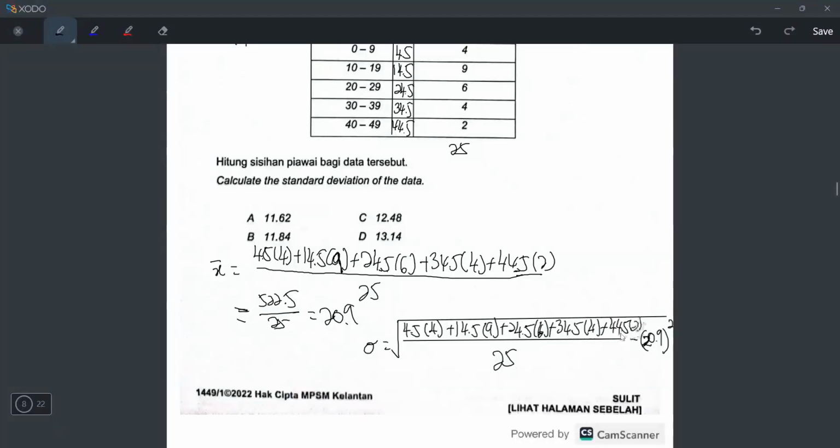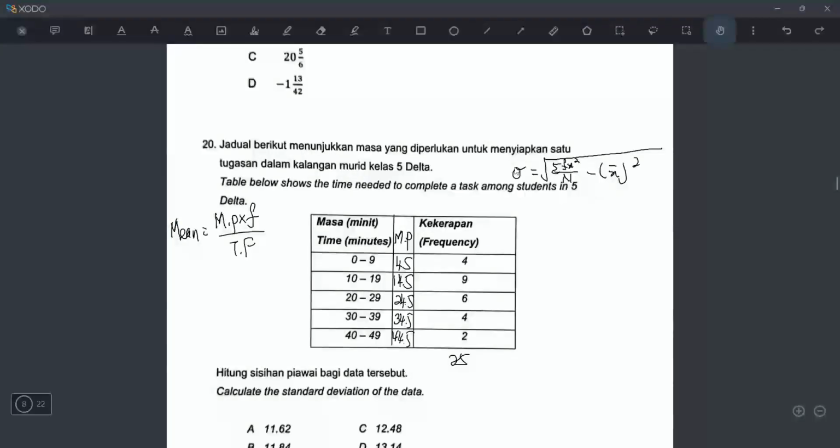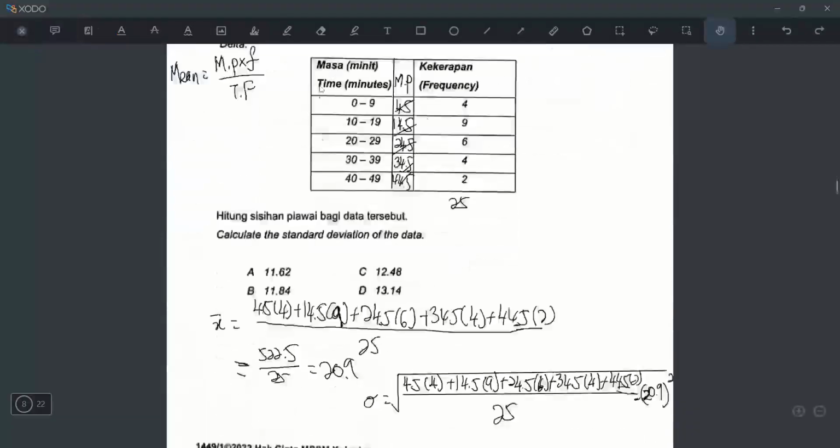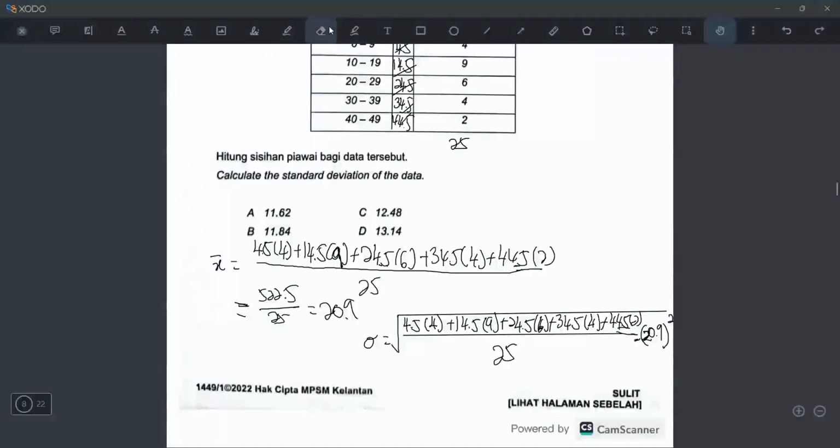Okay, now this is the part where students make mistakes. They don't know where to put the square. So remember, let's go back to the formula. You look at the formula, where they put the square. Did they put the square at the x or at the f or both? They only put the square at the x. It means you will never put the square at the frequency. If you put the square at the frequency, it's wrong. So you have to put it at the x, or the midpoint, not the frequency, not the 4, 9, 6, 4, 2. So never put the square at the frequency. Only put it at 4.5, 14.5, 24.5, 34.5, and 44.5.